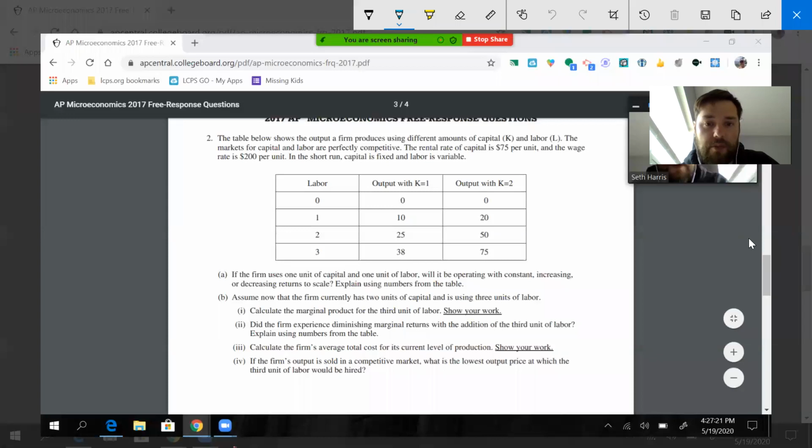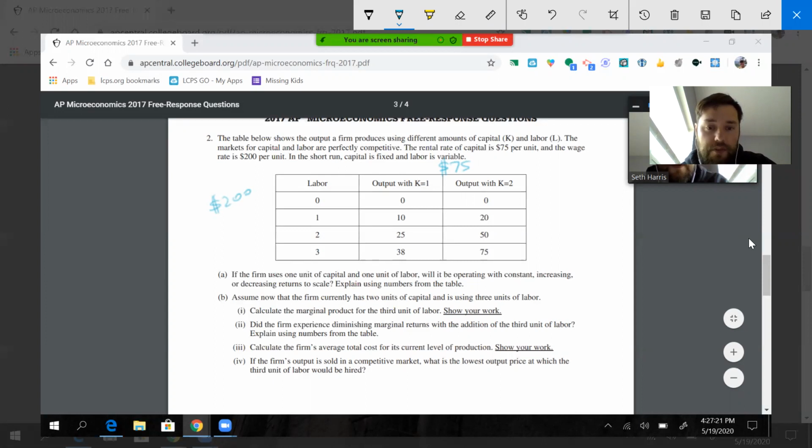The markets for capital and labor are perfectly competitive. Rental rate of capital is $75 per unit. And the wage rate over here per worker is $200 per worker. In the short run, capital is fixed and labor is variable.